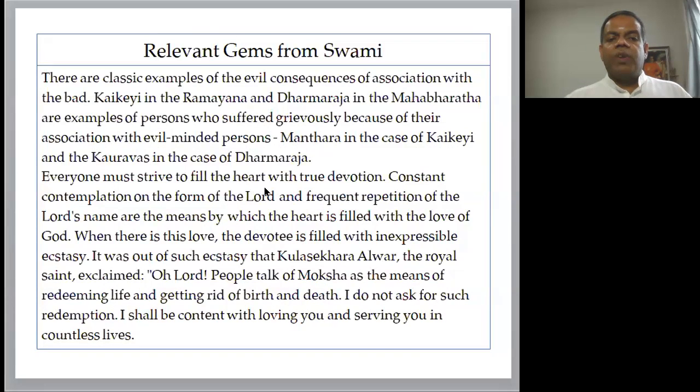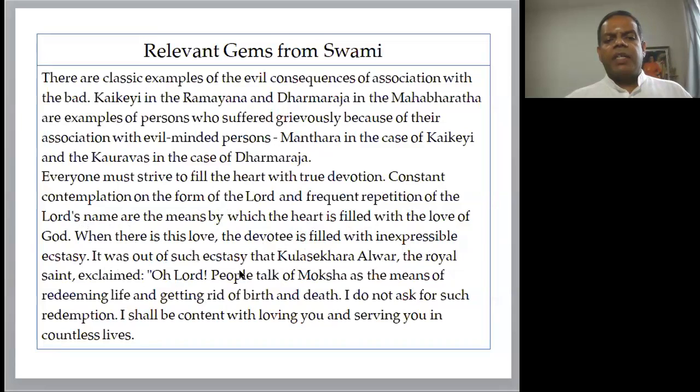Everyone must strive to fill the heart with true devotion. Constant contemplation on the form of the Lord and frequent repetition of Lord's name are the means by which the heart is filled with the love of God. When there is this love, the devotee is filled with inexpressible ecstasy.